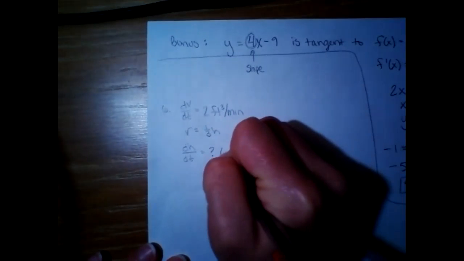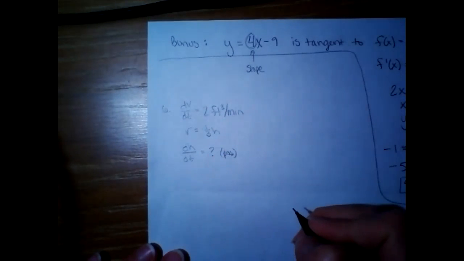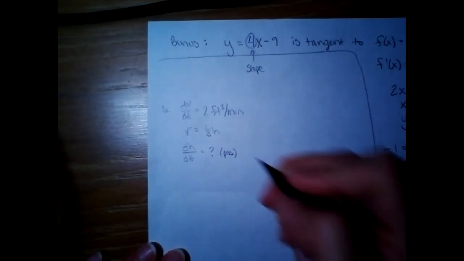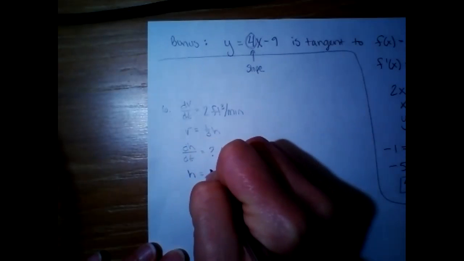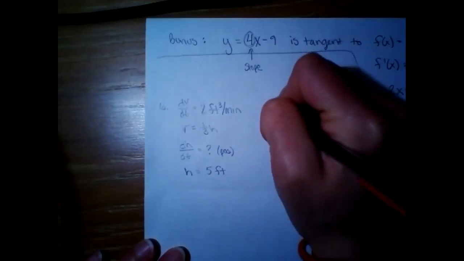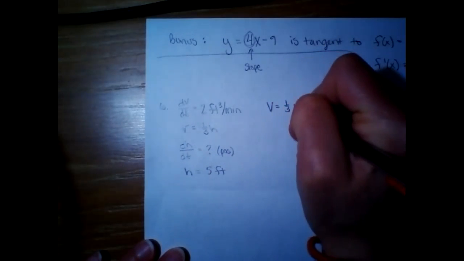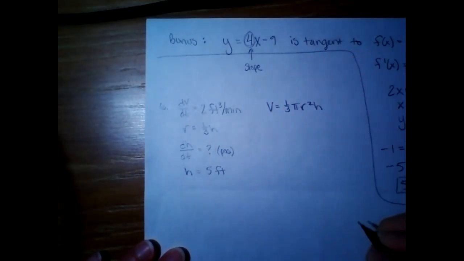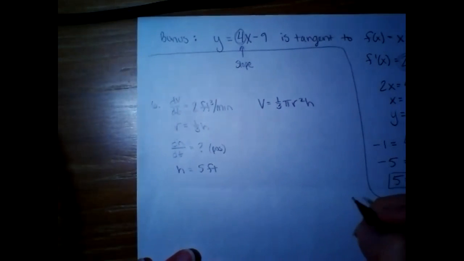And it should be positive because it's filling up. And it says when the depth of the water, so when the height is 5 feet. So that is all the information. This is the volume formula for a cone that was provided to you on the test. You didn't have to memorize that.